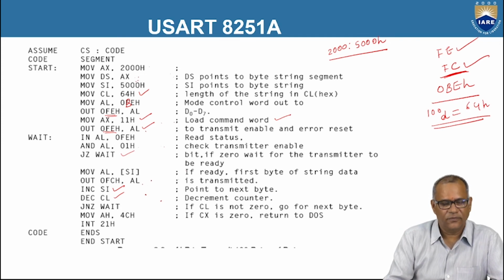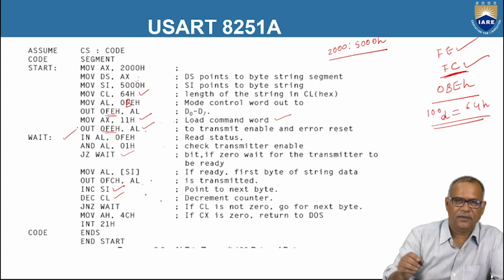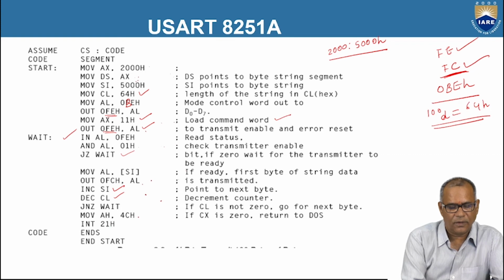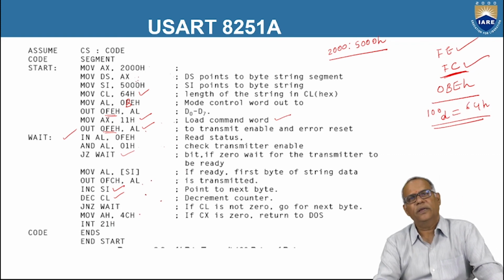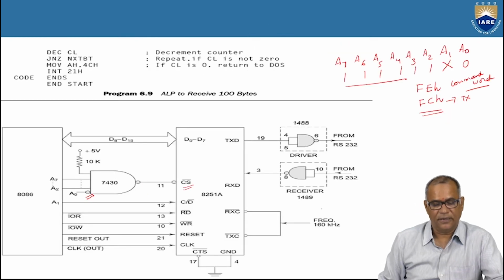For that, we use the CL register, which has been initialized with 64H. And JNZ wait. So as long as 100 bytes are not transmitted, it goes to wait. And the moment all 100 bytes are transmitted, we will be stopping the program. So this is how the transmission is done.